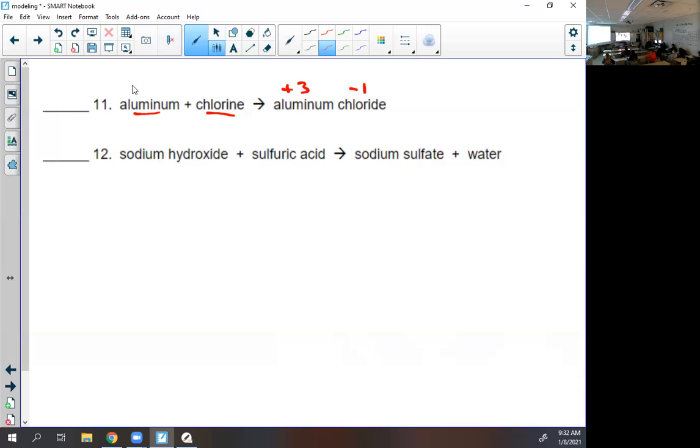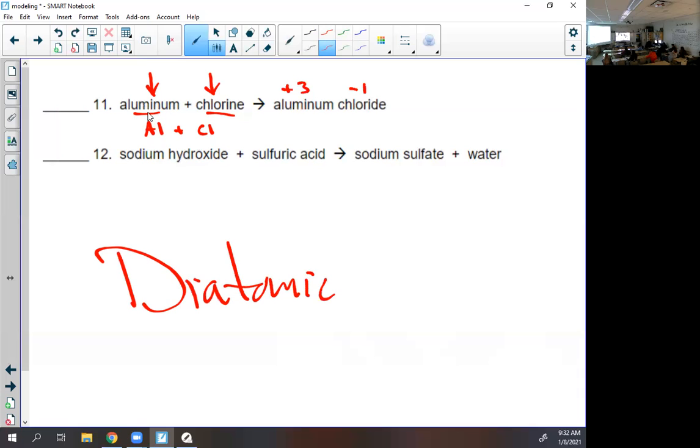So now we should be ready to go. You can either do it above or below, it doesn't matter. I'm a below kind of guy. Here we go. We go Al plus Cl. And then I should always check what about single elements? Are they diatomic? Is aluminum diatomic? No. Tell your partner how you know that, please. If it doesn't have a 2, do you have a periodic table? If it doesn't have a 2, then it's not. If it does, then it is. Chlorine is diatomic, right? Okay, then your arrow.